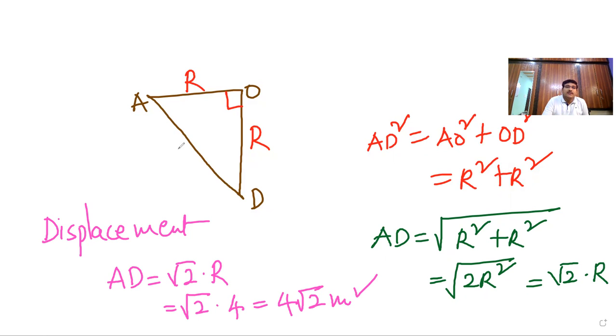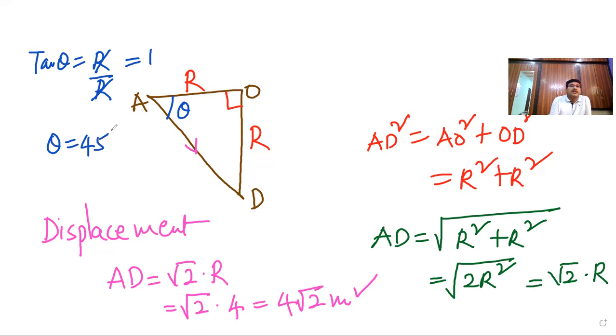Direction is always from the A to B, initial point to final. Okay. And you can calculate it in terms of theta also. If you observe displacement vector AD, theta with respect to AO, then tan theta in this case is opposite side R by adjacent side R, R by R is 1. So tan theta is 1. So theta is 45 degrees. Theta is 45 degrees with respect to AO. Clear?